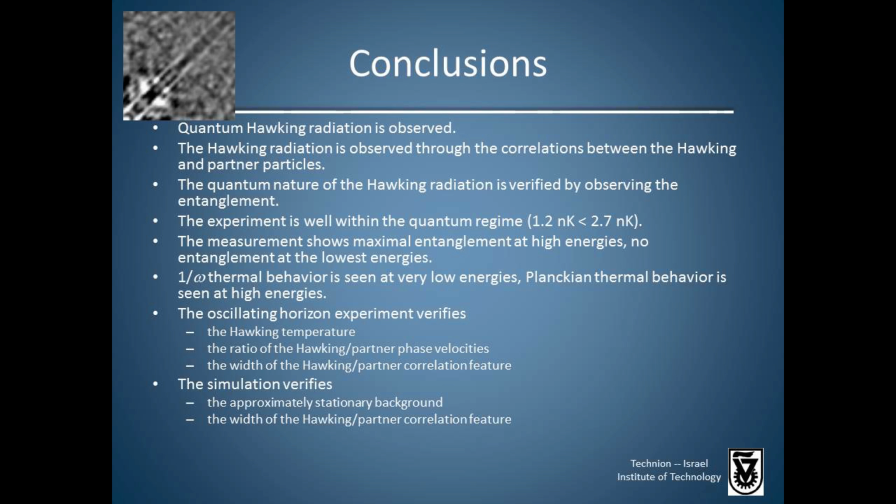The oscillating horizon experiment, the preliminary experiment, agrees with the measurement in that it agrees with the Hawking temperature, with the rate, that is, the frequency response of the horizon, you can say. Furthermore, it agrees with the ratio of the phase velocities. That was the angle of the feature in the correlation function. The width of the feature was also in agreement with the maximum k that we saw in the preliminary experiment and the Hawking radiation experiment. By the simulation, we verified the approximately stationary background on which the Hawking radiation occurs, as well as, again, the maximum k, giving the width of the Hawking partner correlation feature.